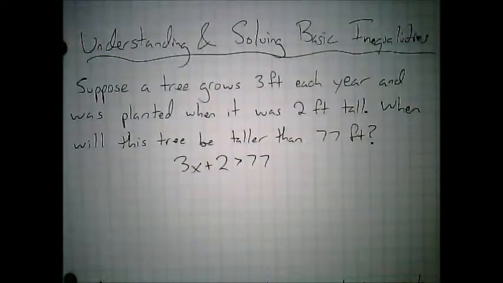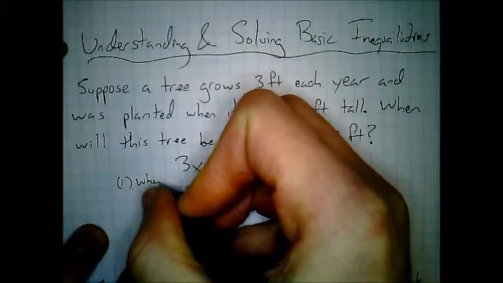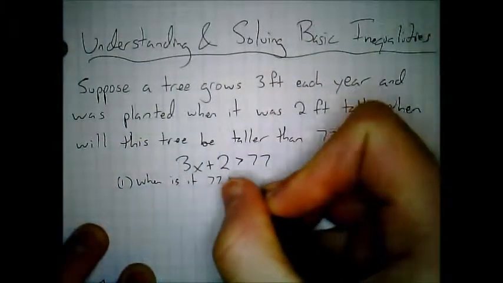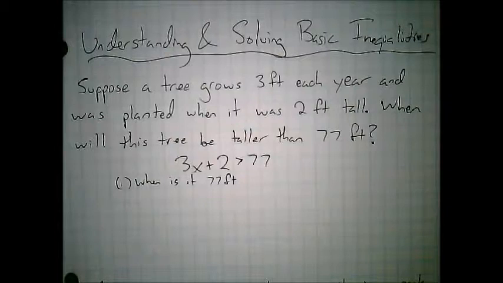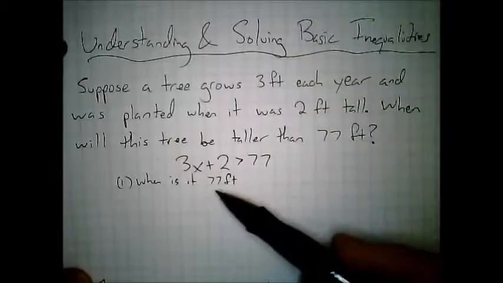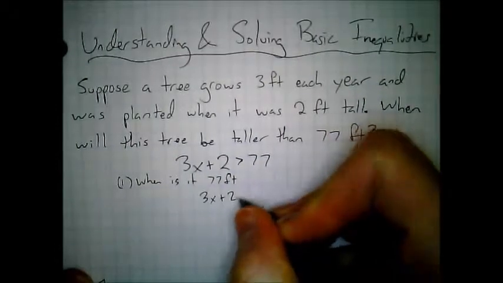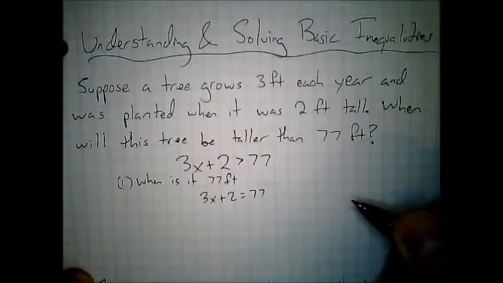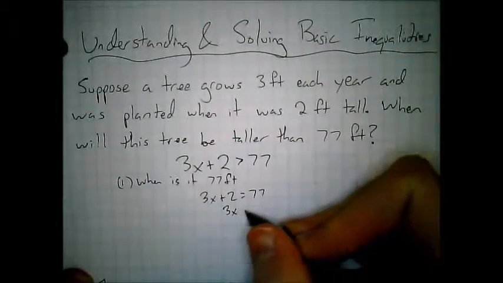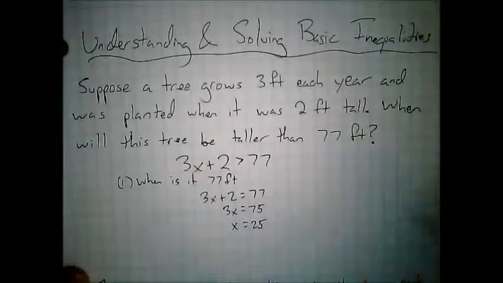So the very first thing we want to do, and I'm sure this is what you did, is we want to find, well, when is this tree 77 feet tall? We want to know when it's taller than 77 feet, so let's first answer, when is it 77 feet? There's a few ways you could do this. You could play with this equation, try guess and check to figure out when this equation is going to be 77. Or we could just say, when will this tree equal 77 feet? We solve this by subtracting 2 from both sides, and we get 3x equals 75. And we get x equals 25.